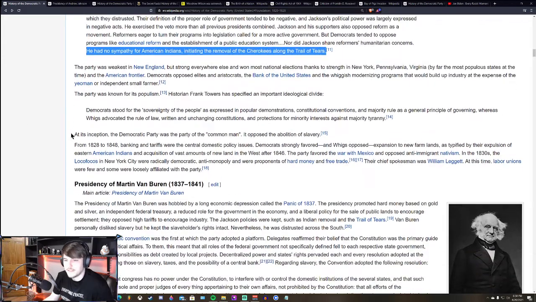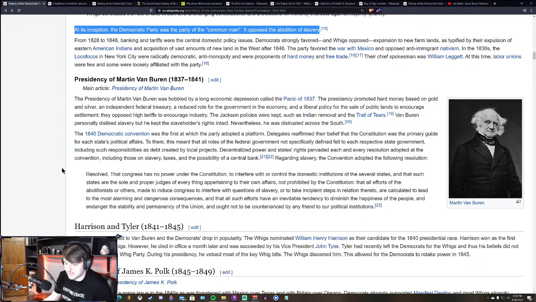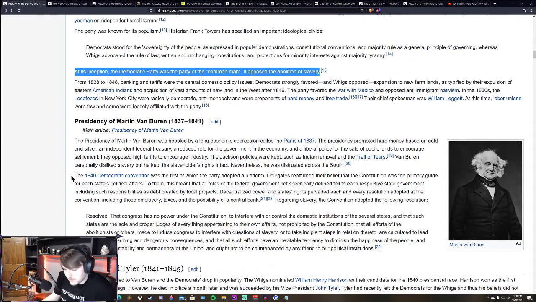At its inception, the Democratic Party was the party of the common man. It opposed the abolition of slavery. Nice. Yeah, they loved their slaves, and not in a good way. Like, they loved to use their slaves. Friggin' Andrew Jackson had like over 300 slaves in his lifetime. Like, I can't even get behind the concept of owning one person, let alone having 300 throughout your life. It's absolutely insane.